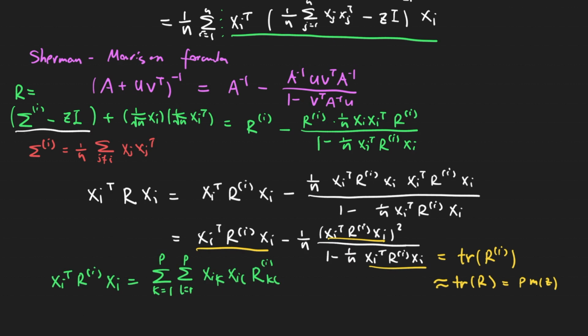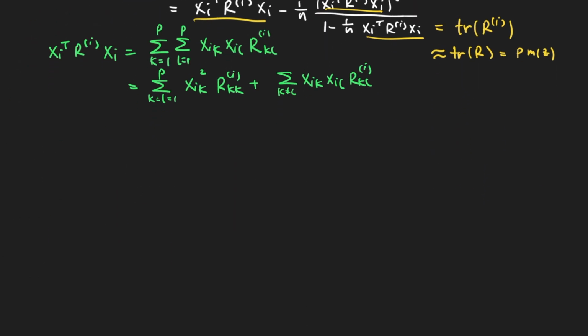And next, we want to use a property of the random matrix. So the idea is that we first want to separate out the case of k equals l. So we have the sum over k equals l equals 1 to p of xik squared times rkk, plus the case where k not equal to l, where we have xik, xil, and then rkl.